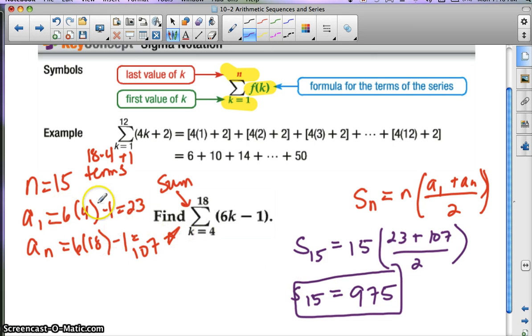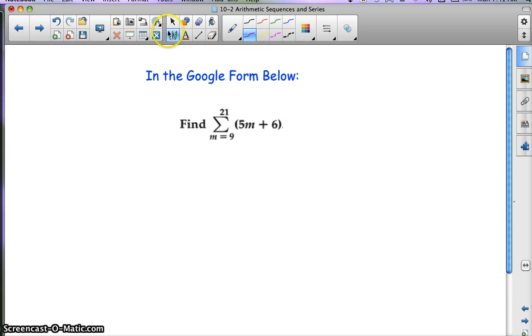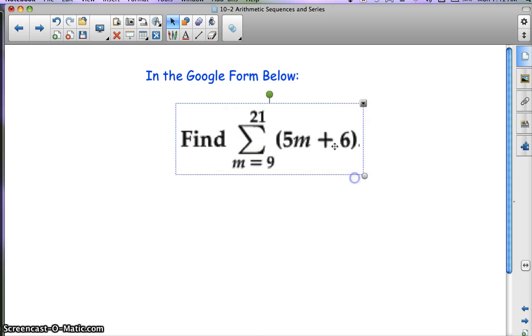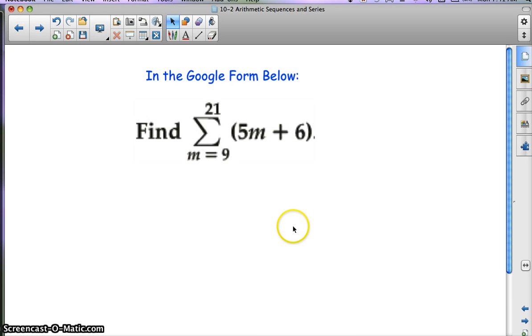So I guess the biggest thing here is to make sure that you find the a sub 1, and find the a sub n, the last term, by plugging these values in. And then for n, just make sure you count the first term. So you can take your n and your k, subtract them, but then you're going to add 1. So in the Google form below, I want you to find the sum of this. Please find the sum here.